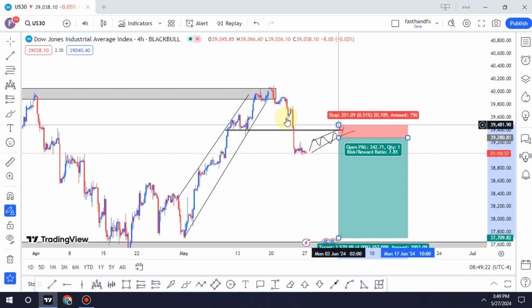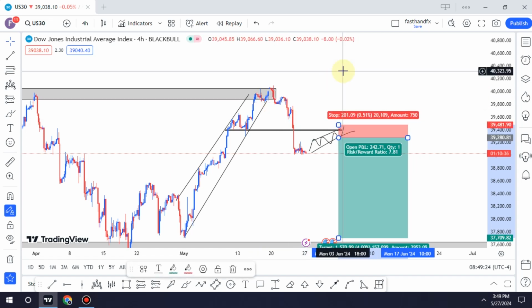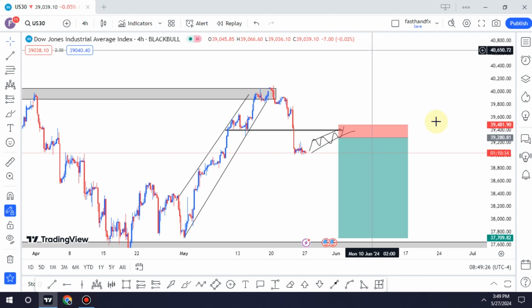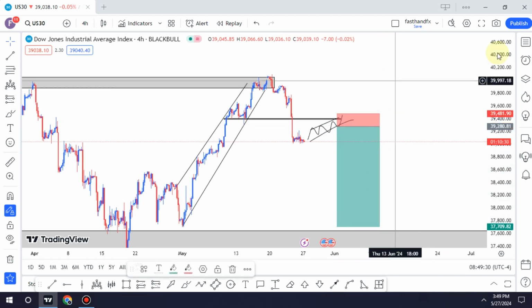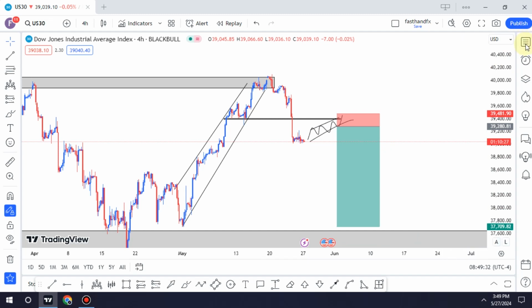Now if you kind of look at this level right here, that is what price was doing, guys. So for now, US30, let's just wait for a pullback, guys. So this is just a patient game, guys. You need to be patient.